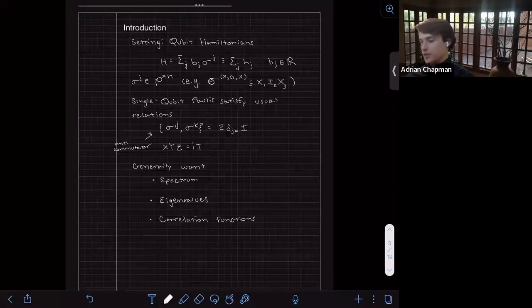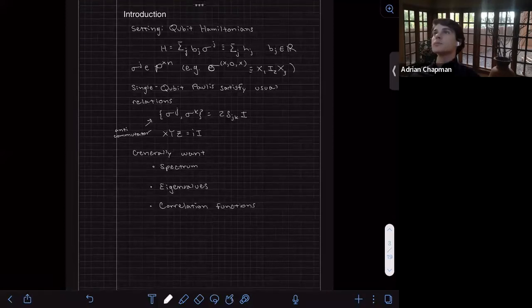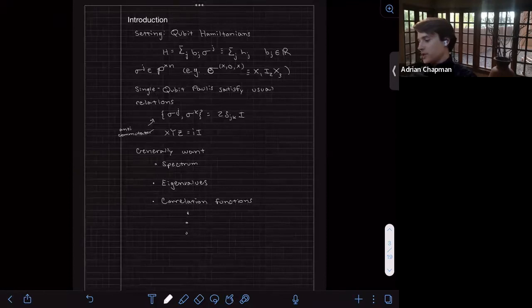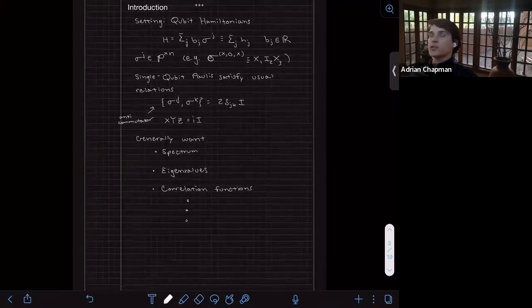And from these, you can go on to calculate phase transitions or critical exponents and other interesting properties of the Hamiltonian from which you can glean the physical behavior. There are some other ones maybe we want, but generally we are interested in solving the many body properties of H.